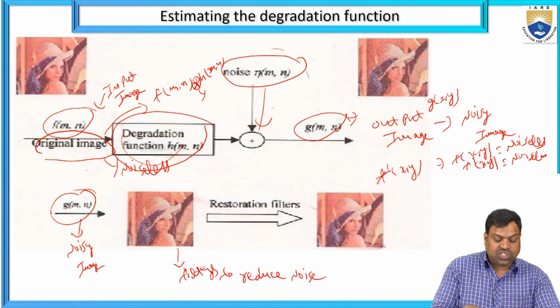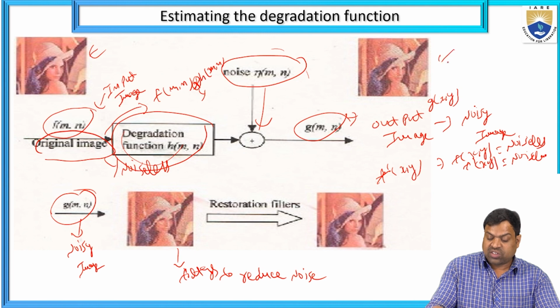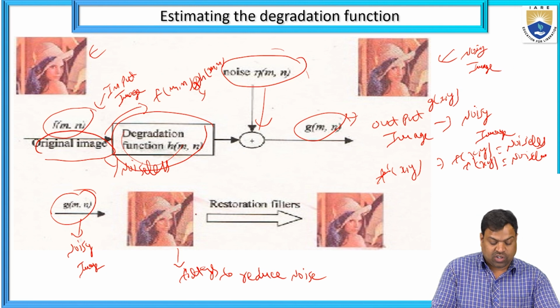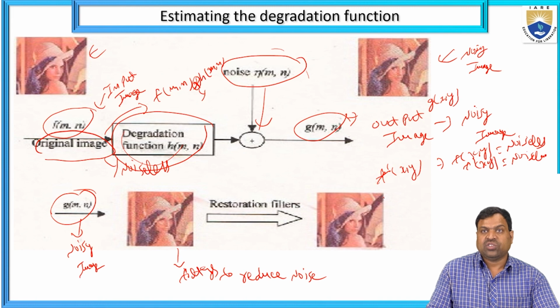So in this image, the input original is f of m comma n. It is the original input image. Then it is a noisy image, that is g of m comma n. After the noise, we reduce it using the filters. We are reducing the noise. That is a restoration filter, the restoration of the filters. So it is estimating the degradation function.